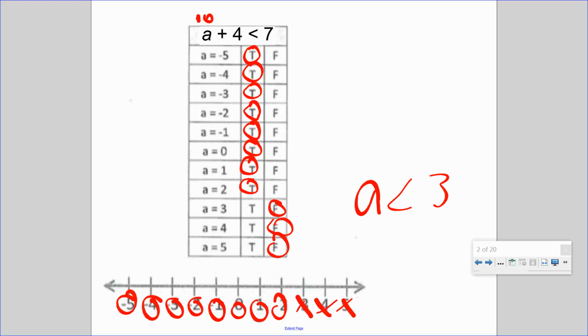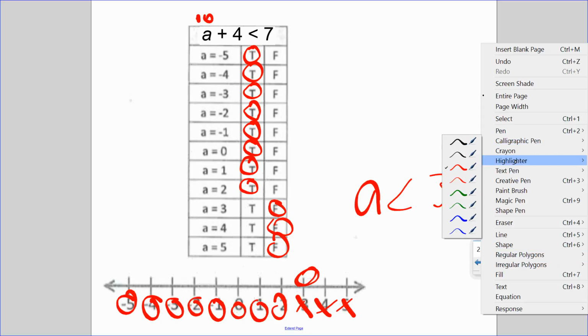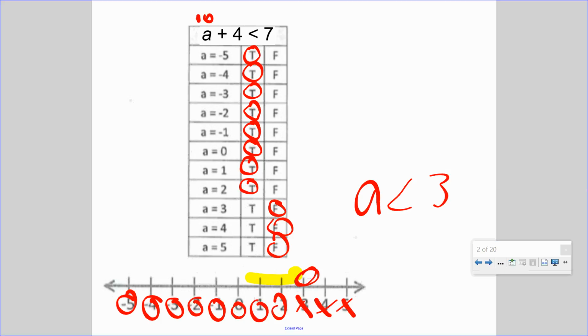Now let's graph this. If A is less than 3, open dot or closed dot? Open dot, because it's not equal to 3, it has to be less than 3. Now shade in everything less than 3. And that is our answer.